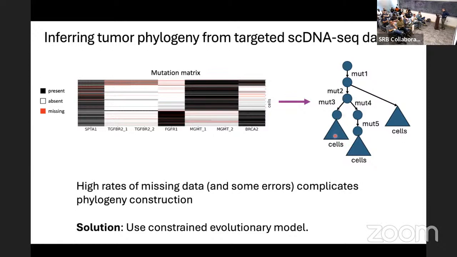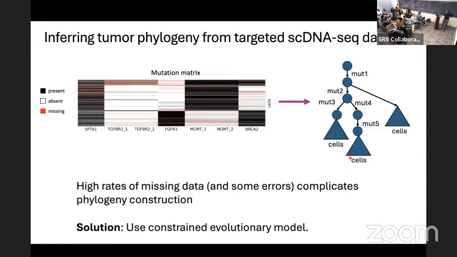So for example, in this cartoon, this group of cells might share mutations 1, 2, and 3, right? So that's why they're together. Whereas this group of cells shares mutations 1, 2, 4, and 5, et cetera. So we'd like to be able to build one of these trees.